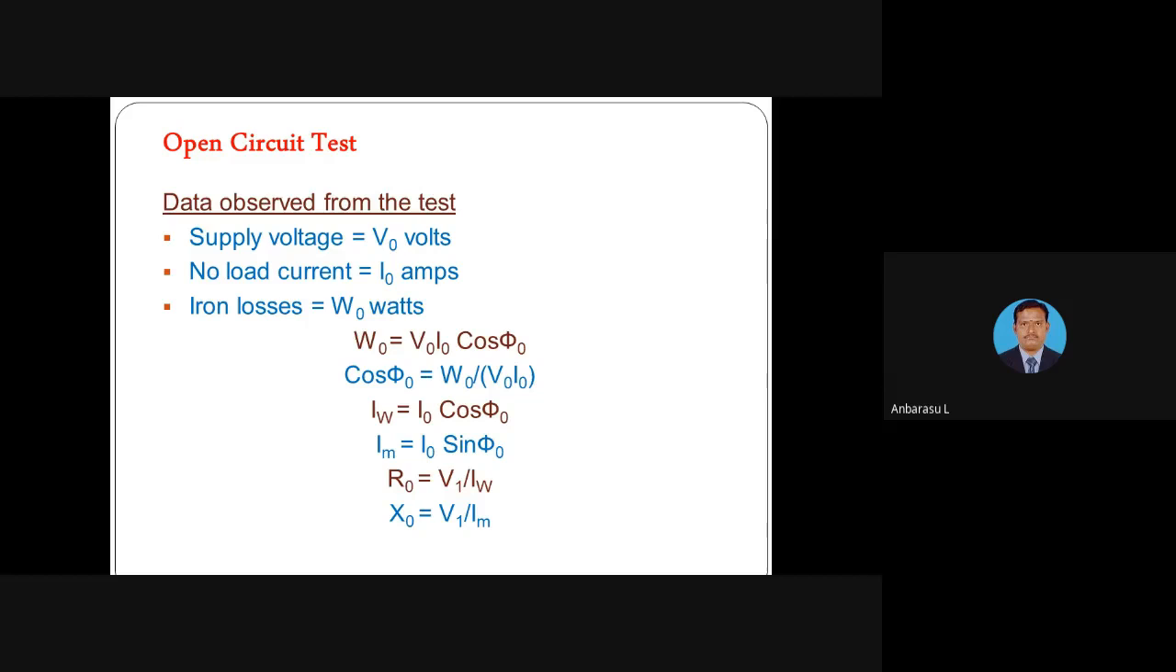Another no load parameter is IW, the working component current. The formula for the working component current is IW equals I naught into cos phi naught. Another no load current is IM, the magnetizing current. It is used to produce the alternating flux in the iron core. The working component is the losses component current. IM equals I naught into sin phi naught.